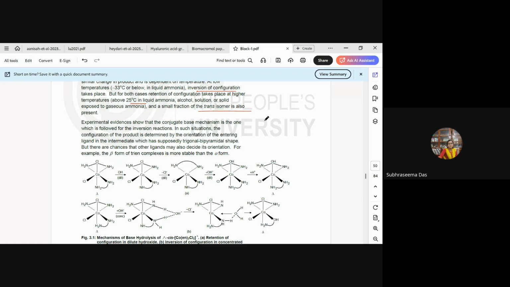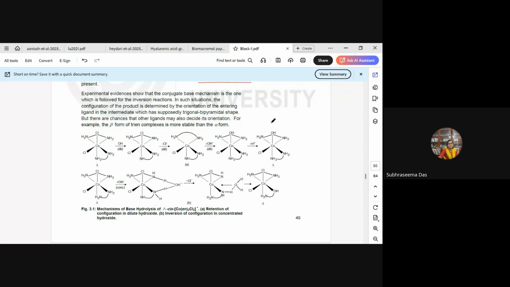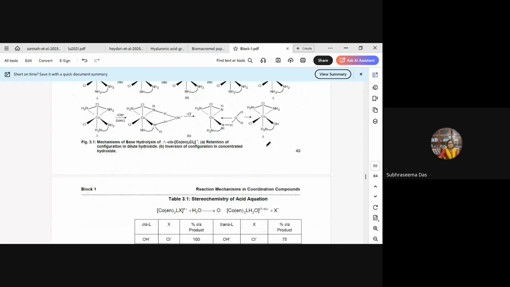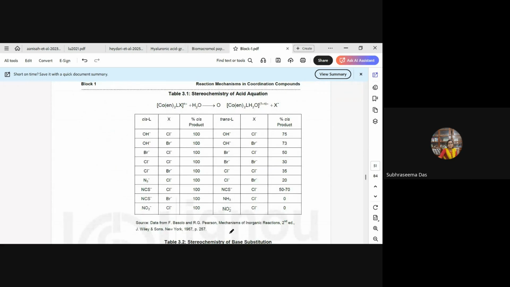Whenever there is also a ligand which influences the nature of the central metal ion, then we see the orientation also changes. One of the common examples is that the beta form of the trien complexes is more stable than the alpha form. So here we see how the other ligands also influence the orientation and stability of the complexes.